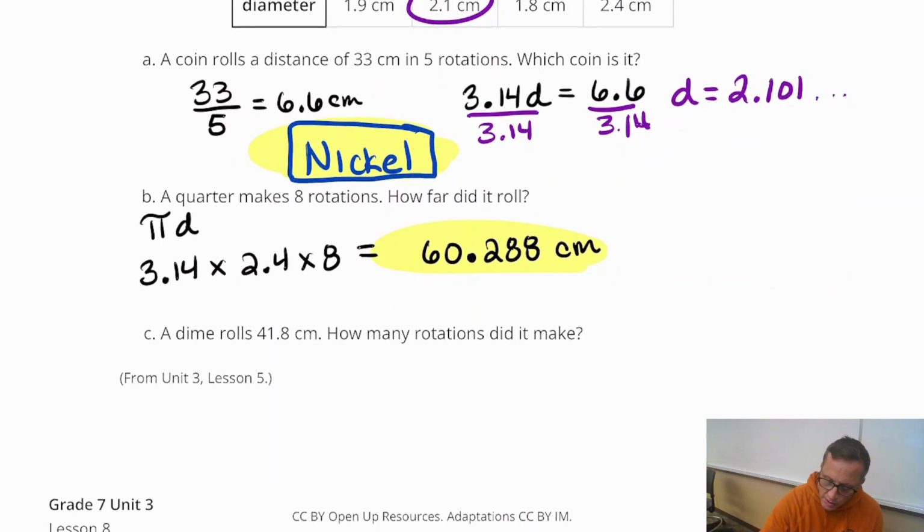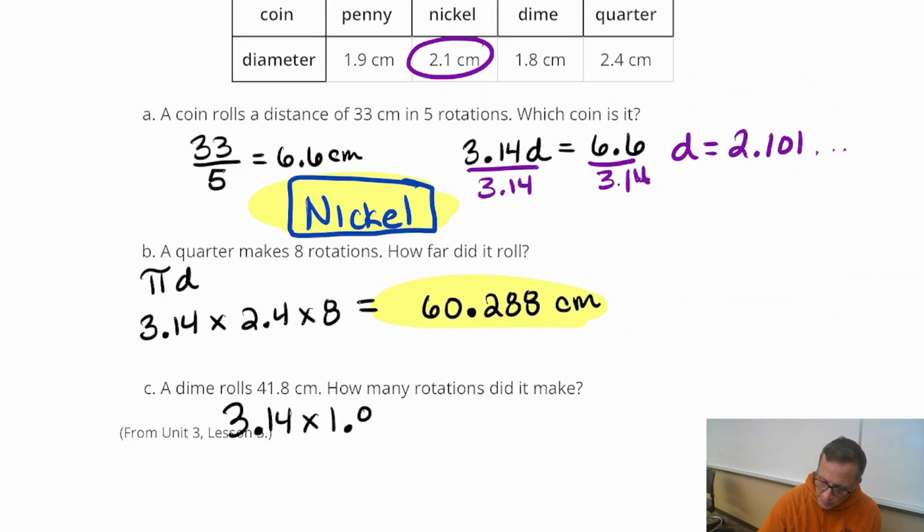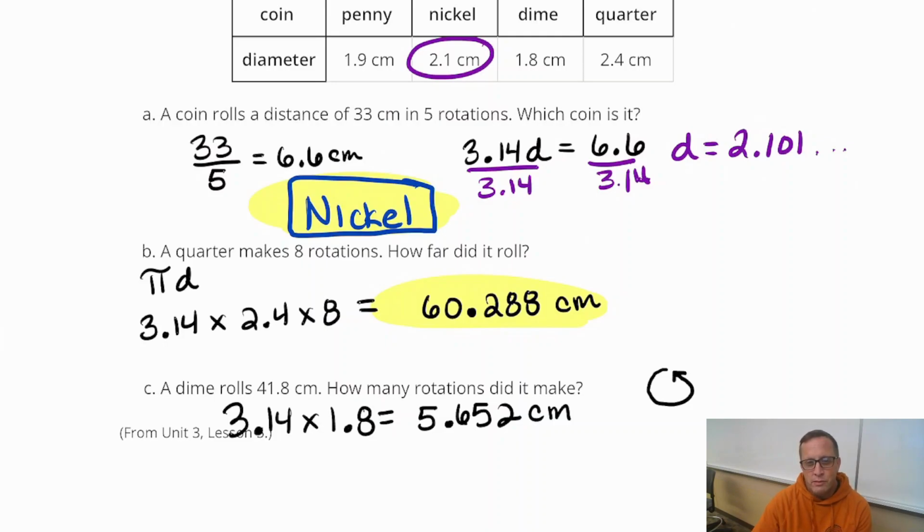So that's going to be 3.14 times, this is a dime, right, 1.8. So 3.14 times 1.8, and that comes out to 5.652 centimeters. So that's the distance around a dime. One time around the dime is a little over 5.5 centimeters.